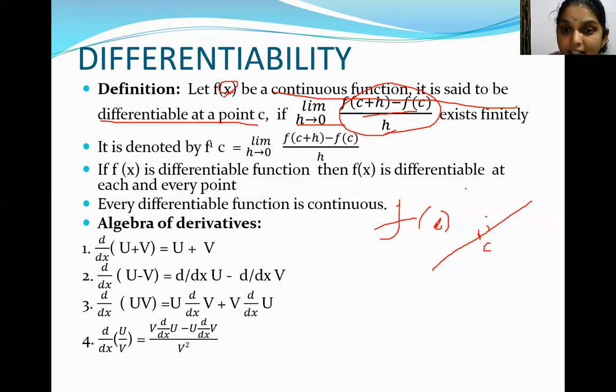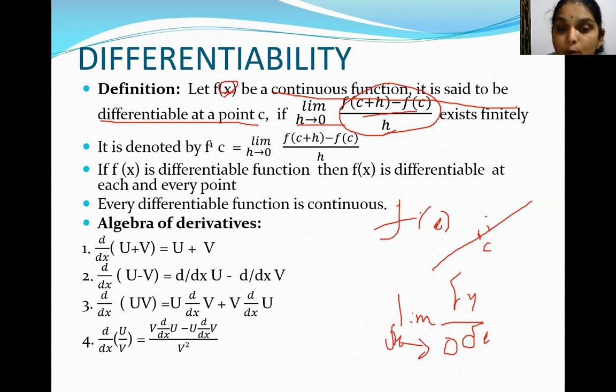Thus, the incrementary ratio delta y upon delta x, as delta x tends to 0, is called the derivative of y with respect to x. This you have seen in the last year.